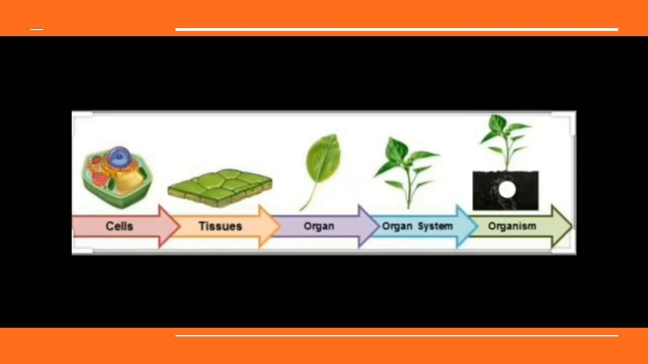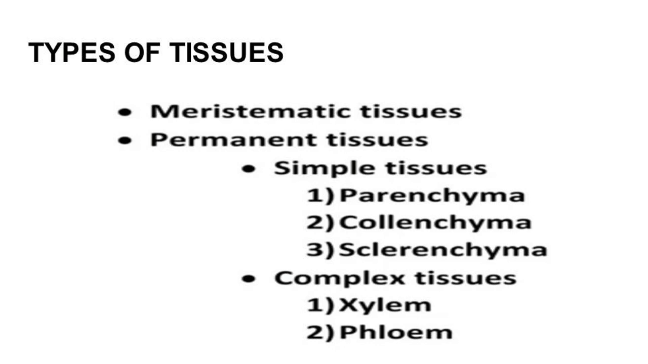Now we are going to see the detailed explanation of the tissues. Now we are going to see the various types of tissues. There are two types of tissue. First one is meristematic tissue and the second one is permanent tissue. The permanent tissue has simple tissue. Simple tissues have three types: parenchyma, collenchyma and sclerenchyma. The complex tissue has xylem and phloem.